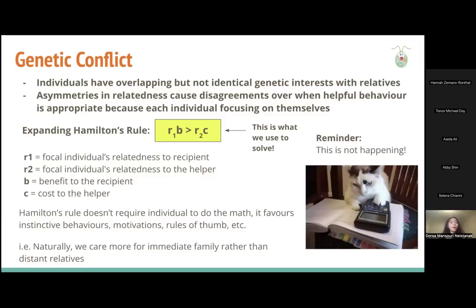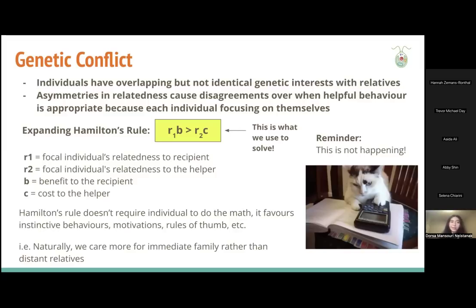So Hamilton's rule was expanded to reflect this. It was expanded to become R1 times B is greater than R2 times C. I won't read out what each term is representing. You could do that, but I will give you a word version of the formula. It's basically that a helpful behavior is favored if the benefit to the recipient is greater than the cost to the helper. But keep in mind that all of the R terms are based on the focal individual's relatedness to the recipient if we're talking about R1, or the helper if we're talking about R2.